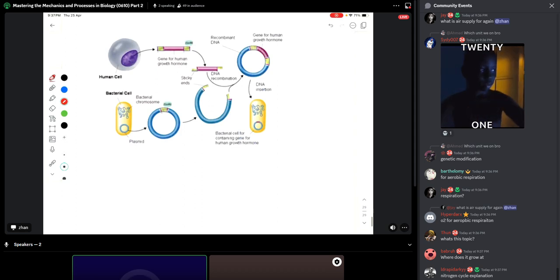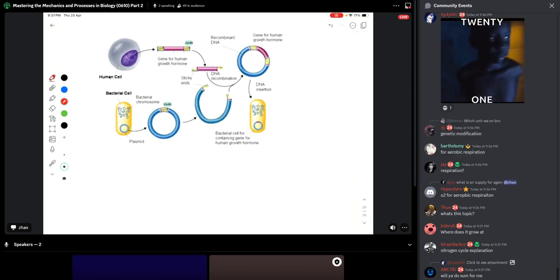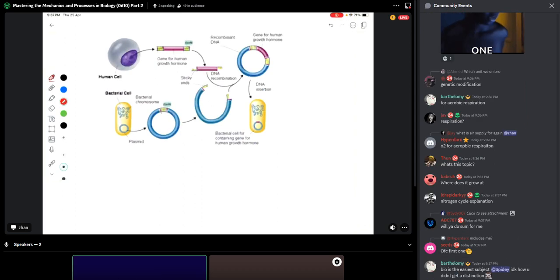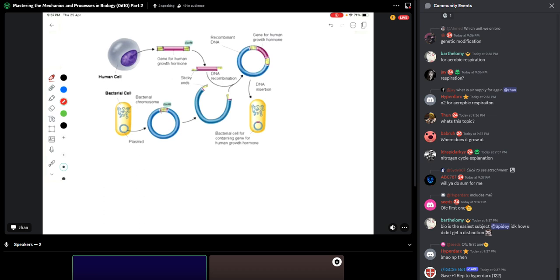Yes, I will explain the nitrogen cycle. Somebody sent the diagram. Use that diagram, I don't need to go Google and find one. Just find me a good diagram, and I'll explain from there.